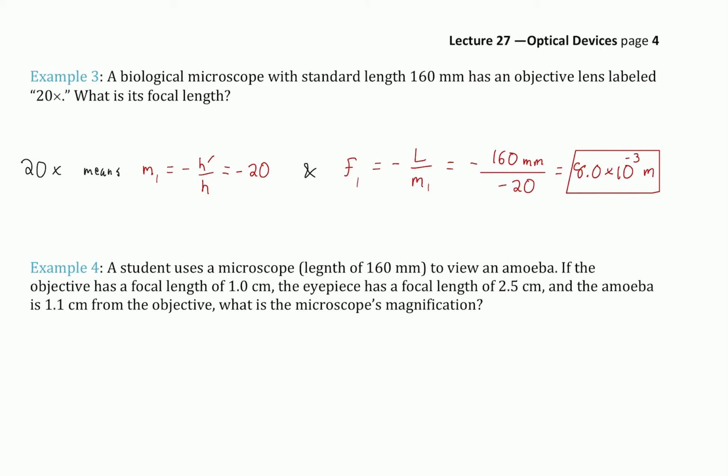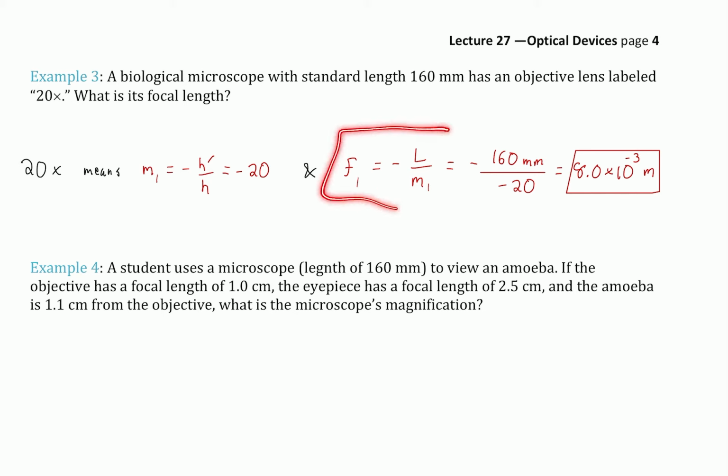Anyway, this particular microscope has an objective lens labeled 20x. That means it has a 20 power magnification. And the question is, what is its focal length? That would be the objective lens's focal length. So 20x means that the image has a height that is 20 times taller. In that case, I can just solve for the focal length by taking negative L over M1.